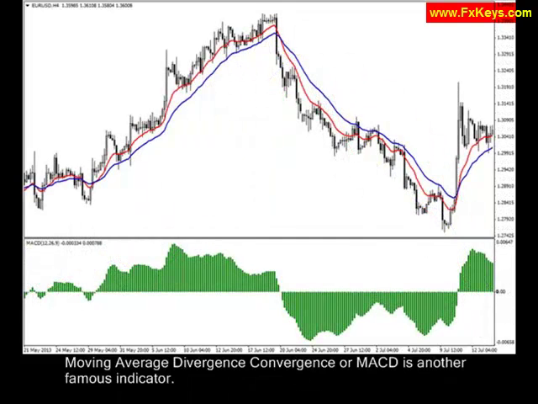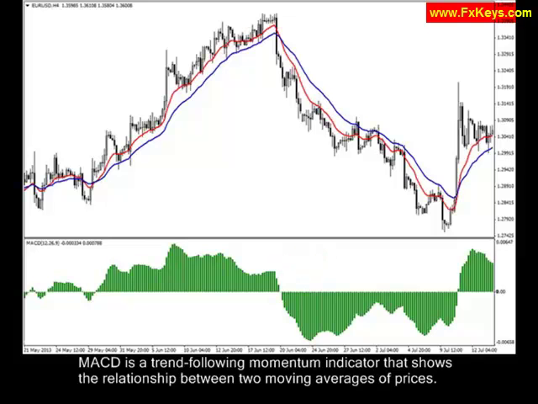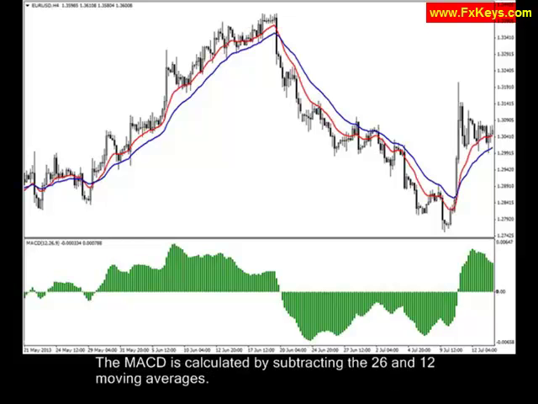Moving average convergence divergence, or MACD, is another famous indicator. MACD is a trend-following momentum indicator that shows the relationship between two moving averages of prices. The MACD is calculated by subtracting the 26 and 12 moving averages. MACD is a great indicator to distinguish the trend reversals.